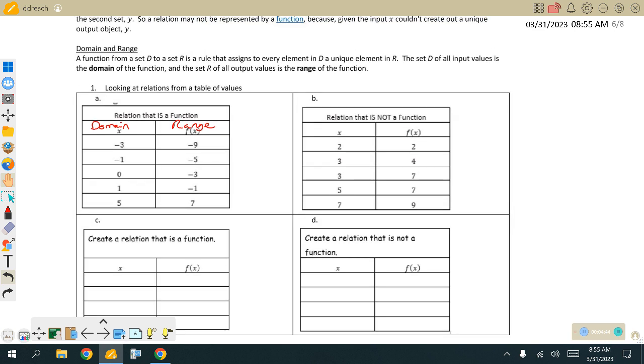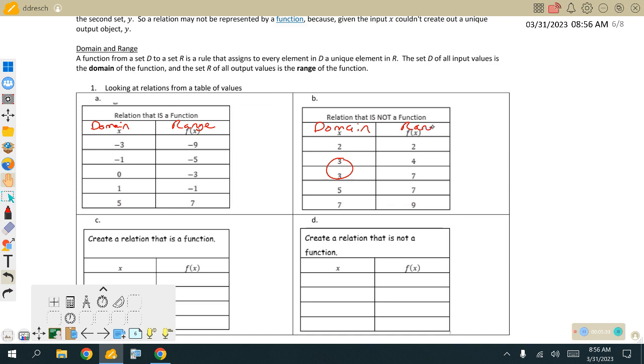Over here in this table, though, we've got something being repeated. We've got that 3 being repeated, right? That's what you want to keep an eye out for. Where does that 3 go to? 3 is going to 4, and 3 is also going to another output. That cannot happen to be considered a function. That input cannot go to 2 different outputs. That 3 cannot go to both 4 and 7. It can only go to one specific output. So that is why this table is considered to be not a function. We still have a domain. That doesn't change anything.